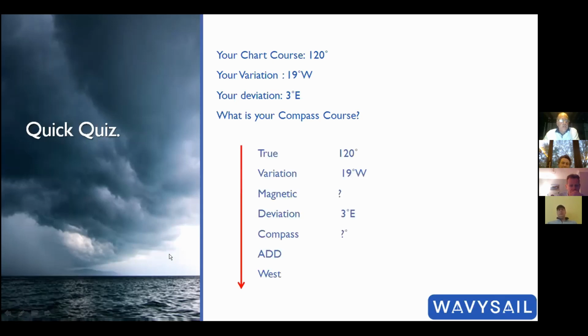So now we're going the other way around, starting in true. You've put your Portland plotter on your chart and decided that's where you want to go. You have a look at your variation, which you calculated for the year. You know it's 19 west. Okay, and you add the 19 because we're going down, aren't we? Add 19, but the deviation is easterly, so take those 3 east off, and that's the compass course you'd give your helmsman to steer, 136.